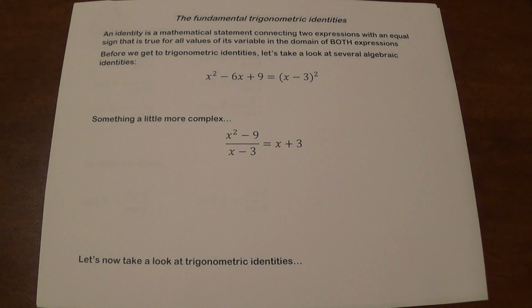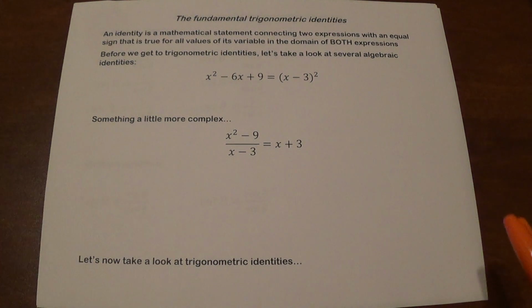Hi, in this video I'm going to have a brief introduction to the fundamental trigonometric identity. First, let's talk about what an identity is. An identity is a mathematical statement that's going to connect two expressions with an equal sign, and it's going to have to be true for all the values of its variable that fall in the domain of both expressions.